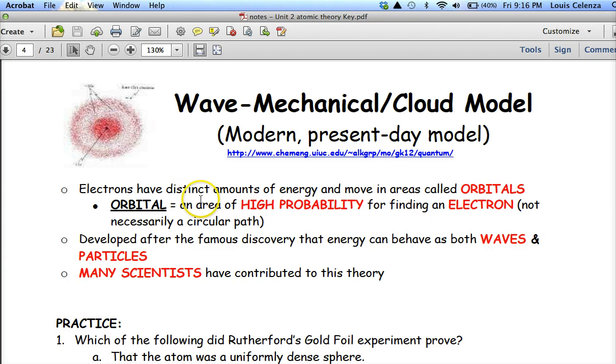And you do need to know the real definition for orbital. It's an area of high probability for finding an electron. Because when you have an electron traveling around the nucleus, you can't exactly pinpoint where it's going to be at any moment in time. You have an idea of where it most likely will be, but you can't pinpoint an exact place. So the wave mechanical or electron cloud model was developed using the information from many scientists over a long period of time. So it's not one person that is given credit for developing the present day model.